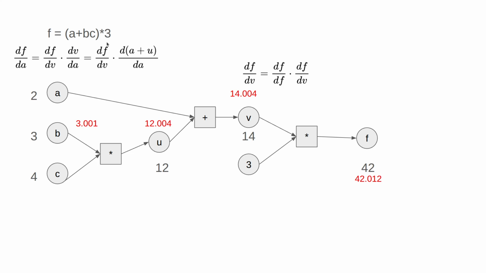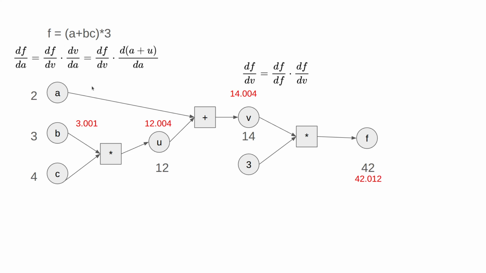Why is it called upstream? We will know that later, because now we need to talk about backpropagation. Backpropagation means that we calculate the gradient from the end of the graph toward the beginning of the graph.